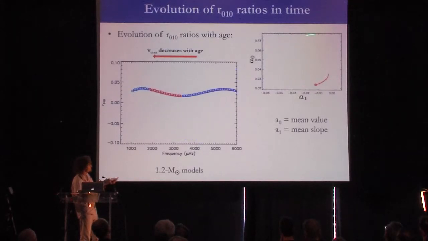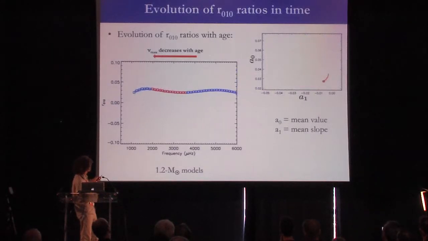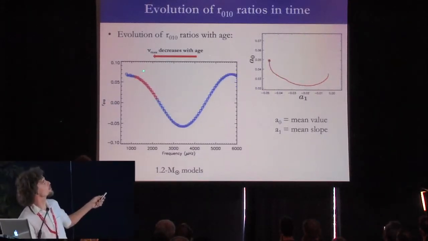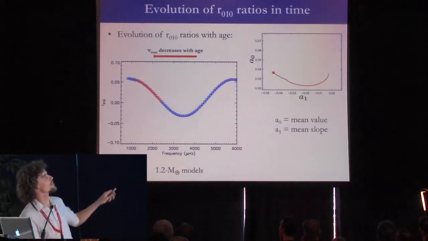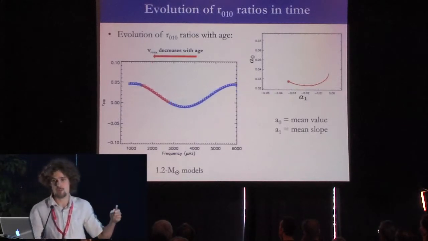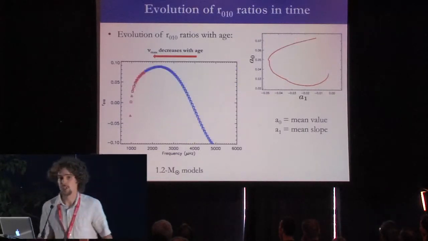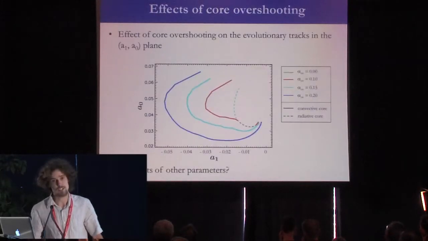And so this is the evolutionary track that you get in the A1, A0 plane. An interesting thing is that when you reach the post-main sequence, the range of observations goes to the left part of this first maximum, and then A1 becomes positive. So that's a way of determining the evolutionary status. I'll come back to it later. So you have these C-shaped evolutionary tracks.